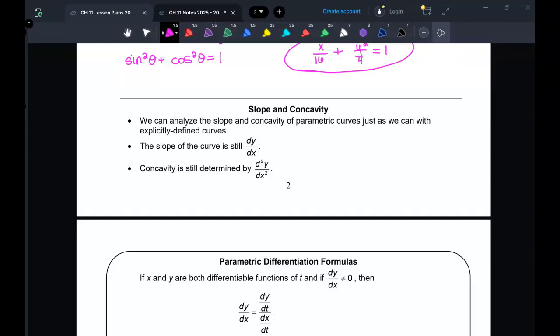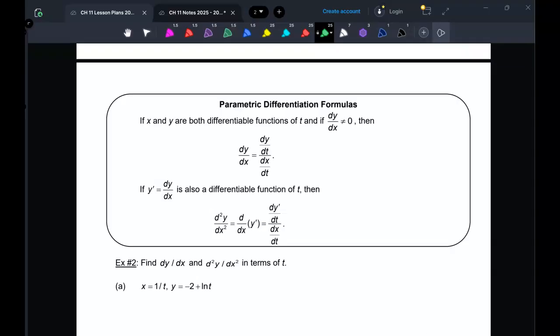All right, so let's do some slope and concavity. It probably doesn't come as any surprise to you. Slope is the same for a parametric. It's still going to be dy dx for slope, and concavity is still going to be determined by the second derivative. But how we find them is going to look a little different because we do have that parameter. We haven't done derivatives in so long, I know. The nice thing is the derivatives that we're going to do are pretty basic.